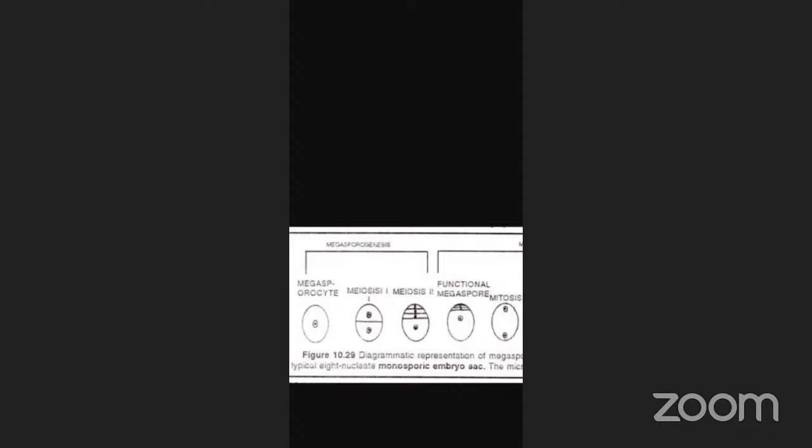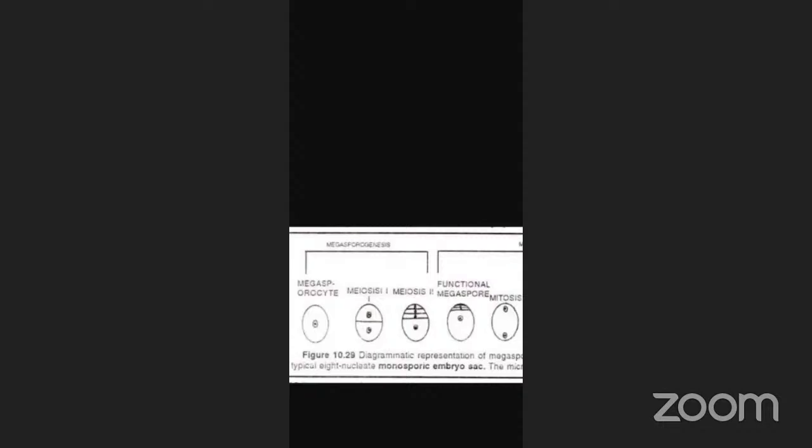Here, three main groups of embryo sacs are developed, which are the monosporic and bisporic, and another one is the tetrasporic type. Based on the number of nuclei participating in the development of the embryo sac, here monosporic, bisporic and tetrasporic types.